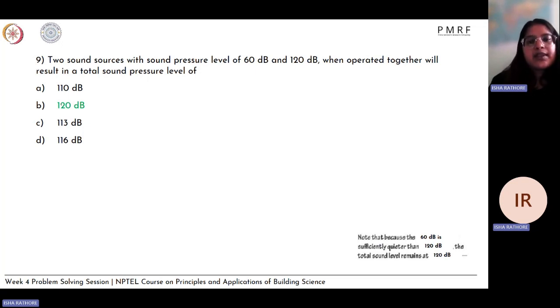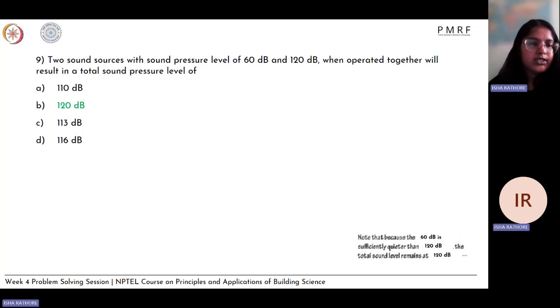You can achieve the same thing by solving the equations as well. But if you want to quickly solve the questions, just remember that if one of the sound sources is much higher on the decibel scale than the other, then the higher sound source gives the total sound pressure level. In this case, the higher sound source is 120 decibels. So the correct answer is B, 120 decibels.